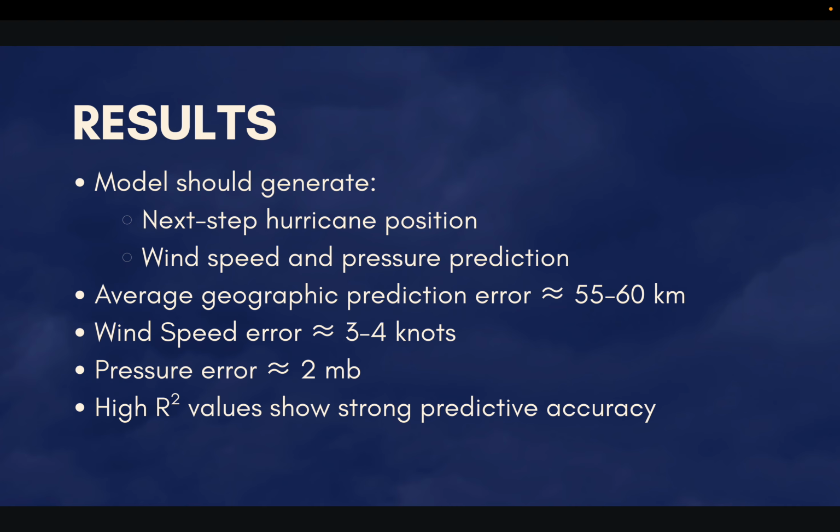Results. The model is designed to generate next-step hurricane position, meaning it predicts the next 6-hour latitude and longitude of the storm. It also predicts both wind speed and central pressure, which together describe storm intensity. On average, the geographic prediction error is about 55 to 60 kilometers. That means the predicted storm center is typically within roughly 60 kilometers of the true position 6 hours later. For intensity, the wind speed error is about 3 to 4 knots, and the pressure error is about 2 millibars, which are both relatively small errors for short-term hurricane forecasting.